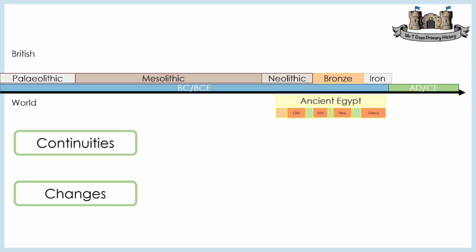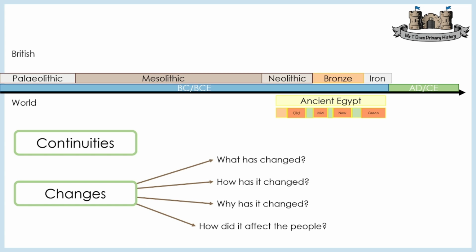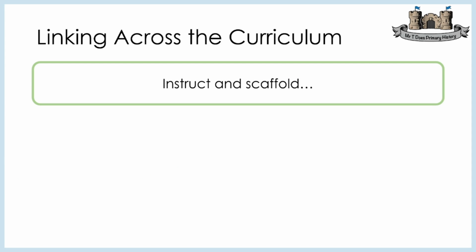We may think about these questions to consider change in different ways. They're not always relevant or answerable, but so much more is available to children than just what has changed. Linking across the curriculum. Children learn these concepts through repeated, meaningful encounters in different contexts. Each time it features, the understanding and application can be developed in line with the curriculum content.